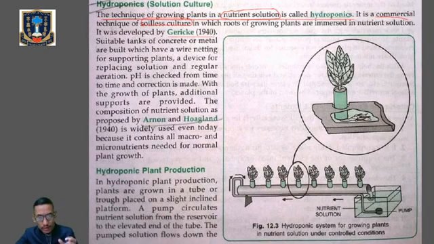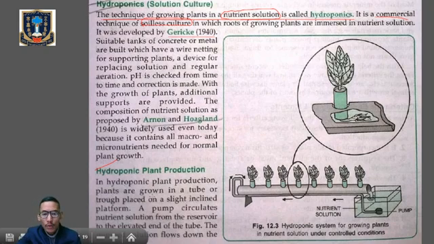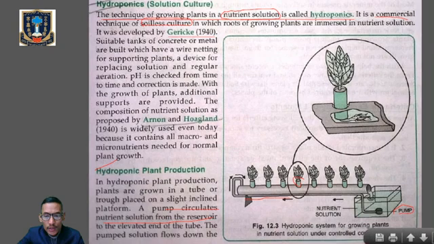Now let's see how we can grow the plant in hydroponics, or in a nutrient solution. You can see figure number 12.3 over here. In hydroponic plant production, plants are grown in a tube. You can see the tube over here. The plants are grown in a tube and it is kept on an inclined platform. Then we require a pump, because the pump will circulate the nutrient solution from the reservoir to the elevated end of the tube.